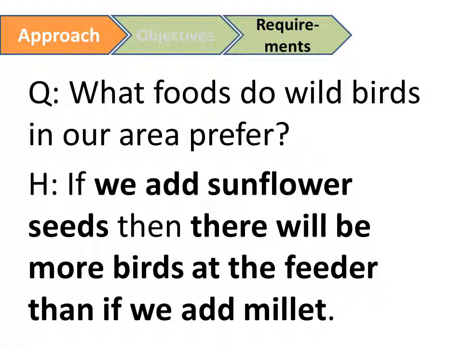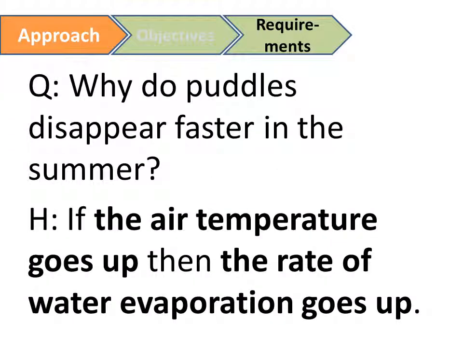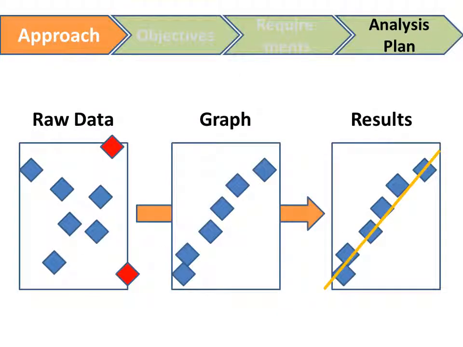For example, if you're testing the type of food birds prefer, you'll want to know the number of birds that were present at the feeder with different seeds. Or if you're curious why puddles disappear faster in the summer than in the winter, you will want to know how much water is left after a specific amount of time at different temperatures.